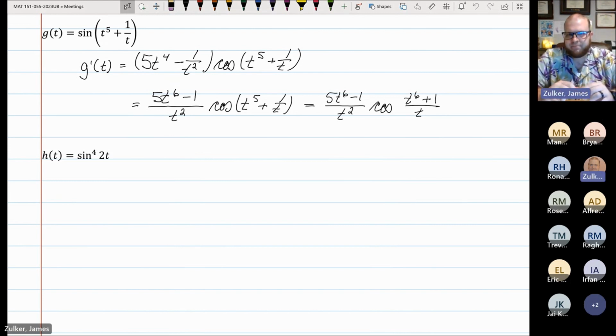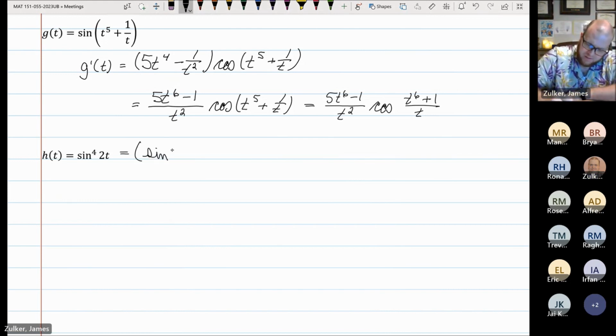So remember, this is how we would represent sine of 2t all raised to the fourth power. Right, so when we look at this function, we see a power function first. General power rule.